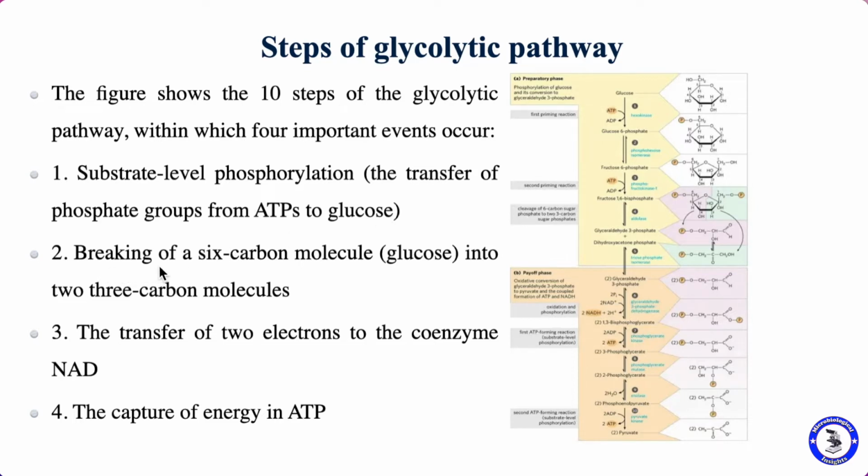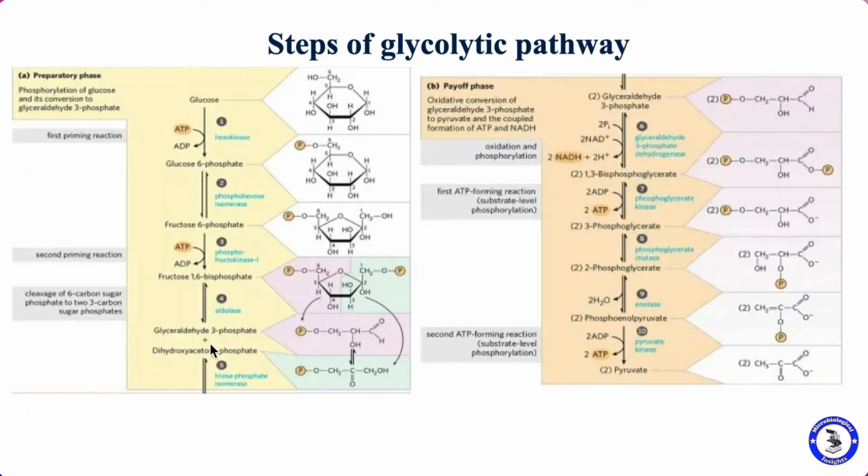And the second one is the breaking of a 6-carbon molecule, because glucose is a 6-carbon molecule, no? So this 6-carbon molecule is broken down and changed to two 3-carbon molecules. And the third one is the transfer of 2 electrons to the coenzyme NAD. And the fourth one is the capture of energy in ATP molecules. So the energy is stored in the form of ATP here. The first 5 steps come under the preparatory phase, and the last 5 steps come under the payoff phase.